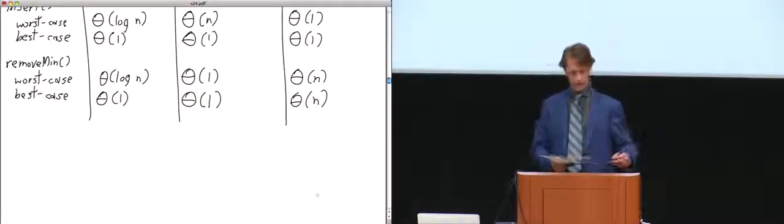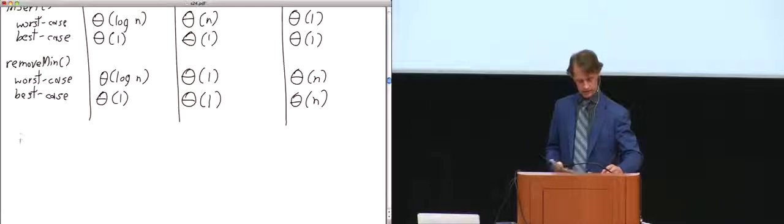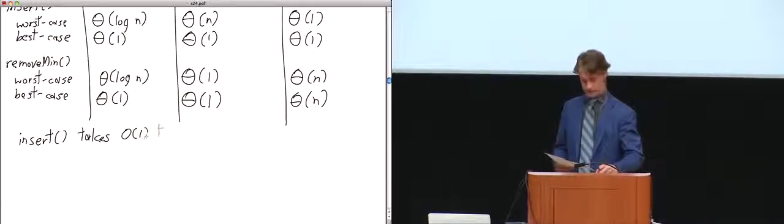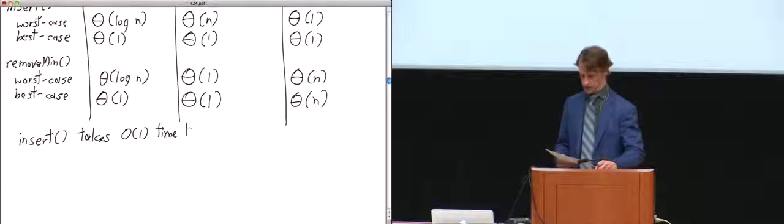A few things about why does insert and remove min take log n time? Well, at each level of the tree, it takes order 1 time to compare x with its parent and swap.